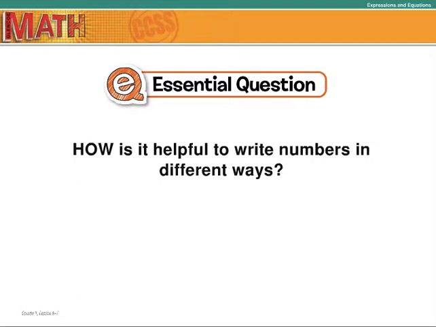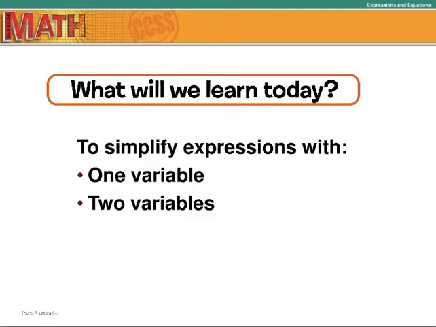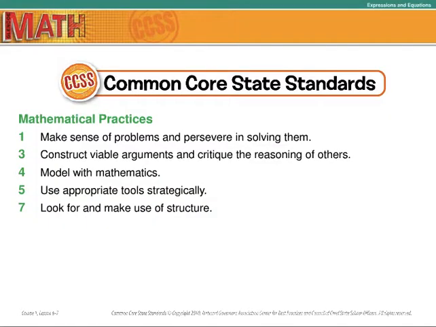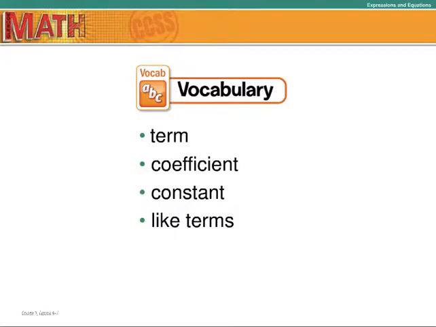Okay, central question. How is it helpful to write numbers in different ways? This is what we're going to learn today, to simplify expressions with one variable and ones that have two variables. These are the standards that we're covering. This is our vocabulary. Please look these up and define them in your notebook. Term, coefficient, constant, and like terms.